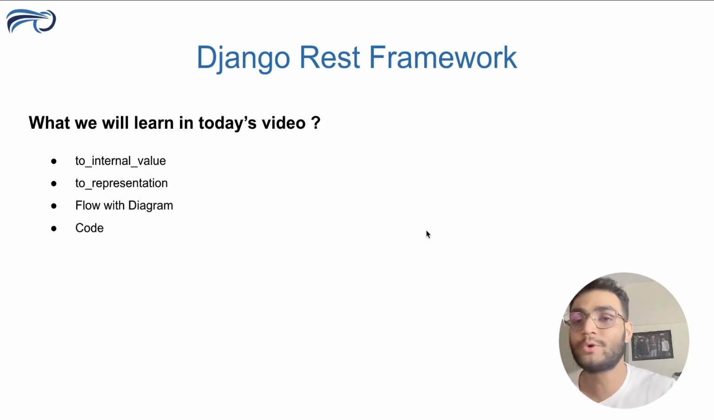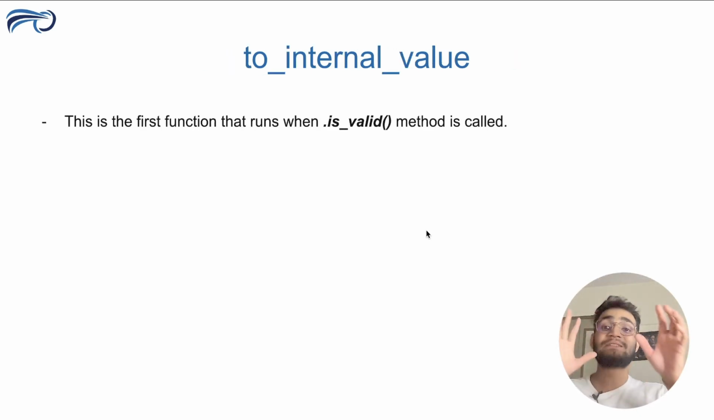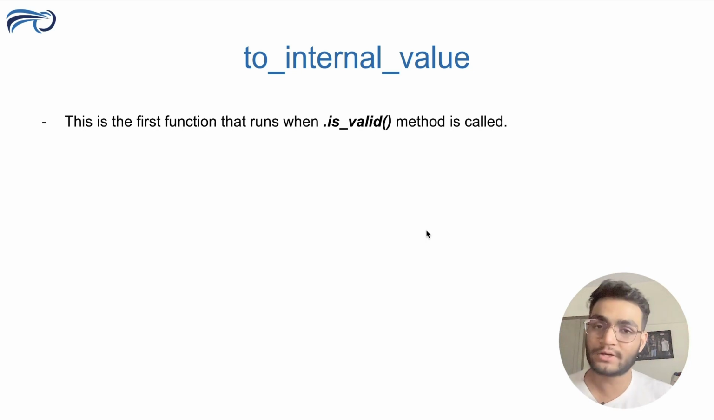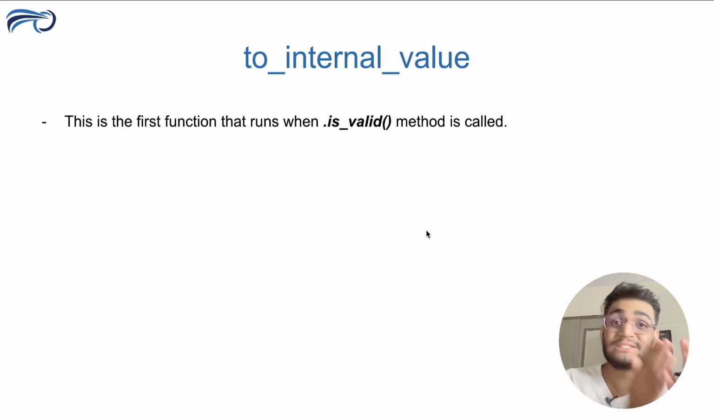So now let's understand the to_internal_value method. This is the first function that runs when the is_valid method is called. But the big question is, why do we need this function? Consider the scenario where you want to alter the data before it gets validated. This is the exact role that the to_internal_value method plays.